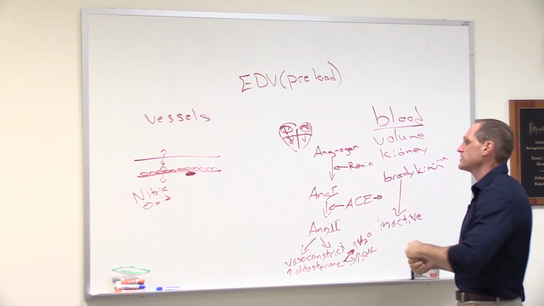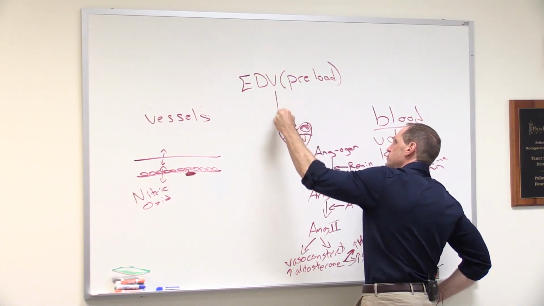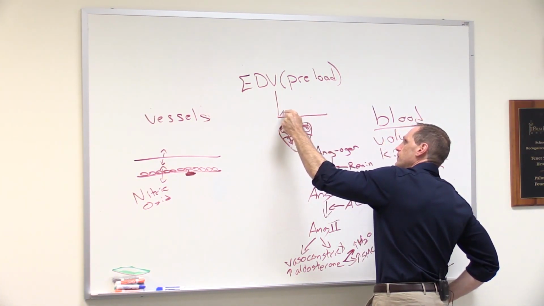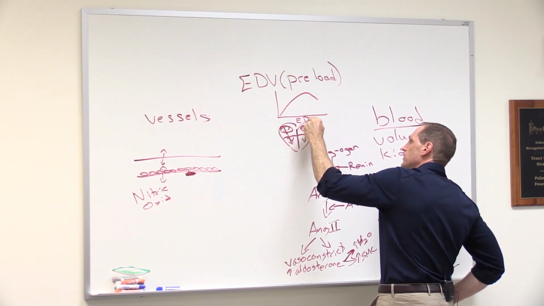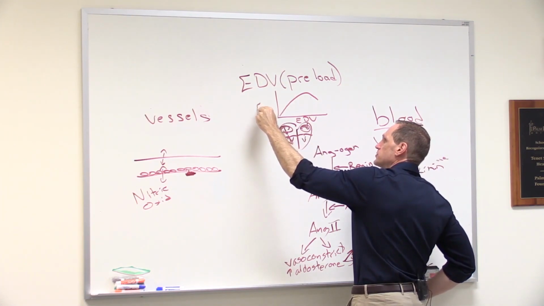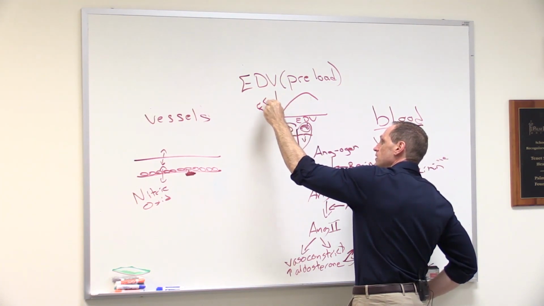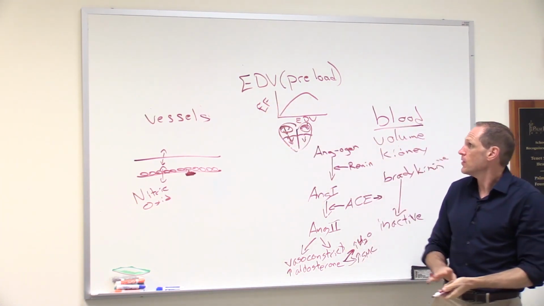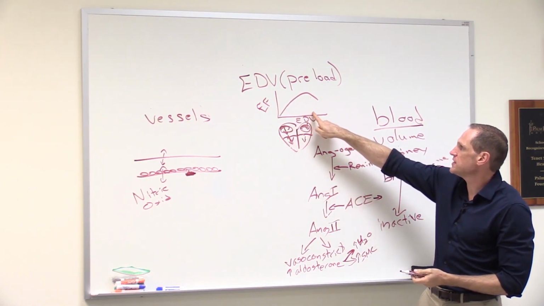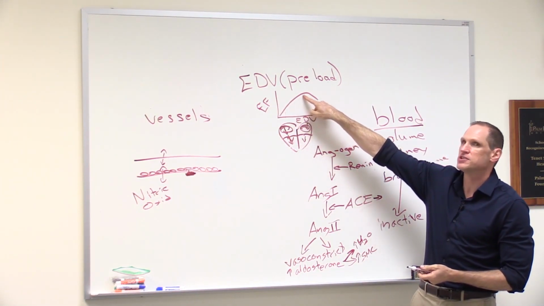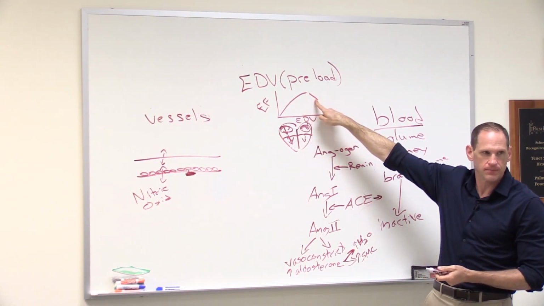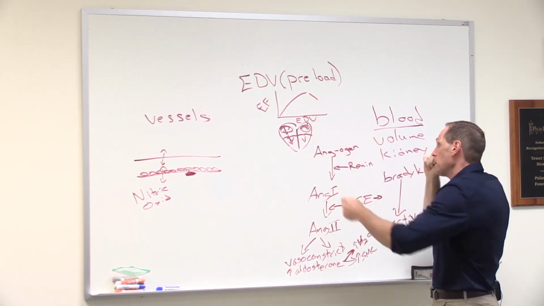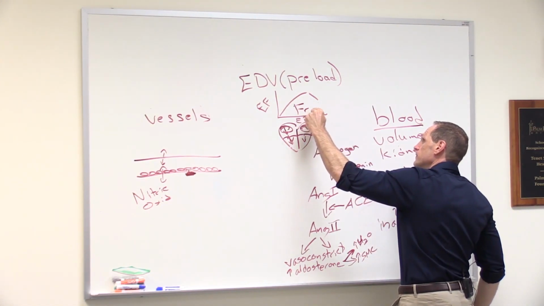So this is reflected in a little graph where if you take end diastolic volume and you plot it over what's called ejection fraction, which is a measure of contractility, what you'll see is that as you increase the end diastolic volume, you increase contractility up to a point, and then it starts to go down again. And this is called the Frank-Starling law of the heart.